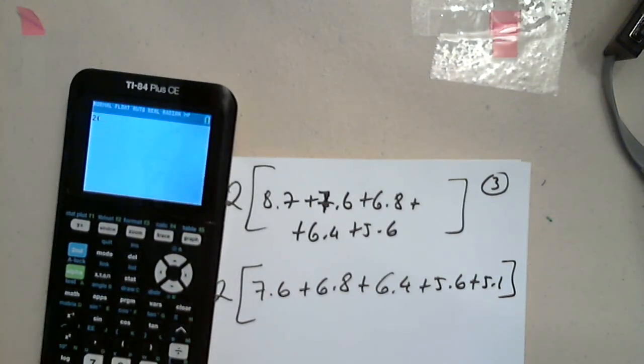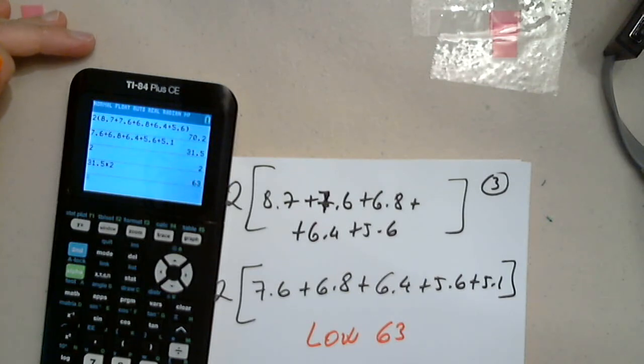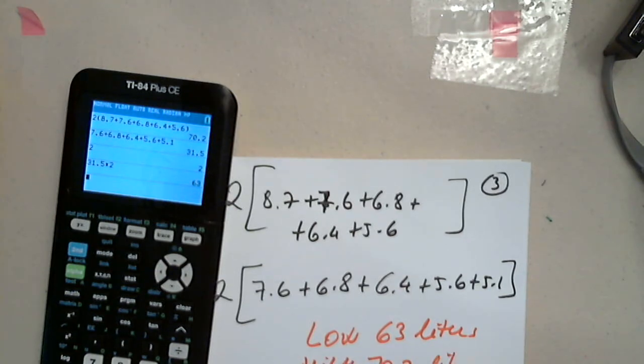So 2 multiplied by 8.7, 7.6, 6.8, 6.4, 5.6. And the other one is 7.6 plus 6.8 plus 6.4 plus 5.6 plus 5.1. And I have to multiply by 2. So in my case, that's 31.5 multiplied by 2, so the lowest is 63. Low, 63. Of course, the measurement unit is volume, right? Liters. And high, I got 70.2 liters.